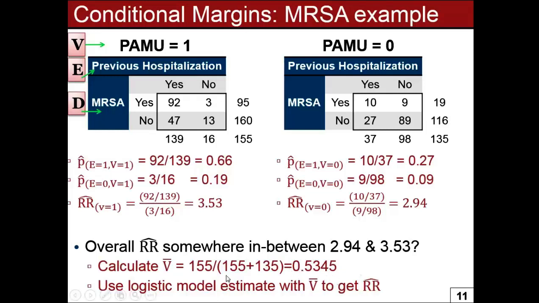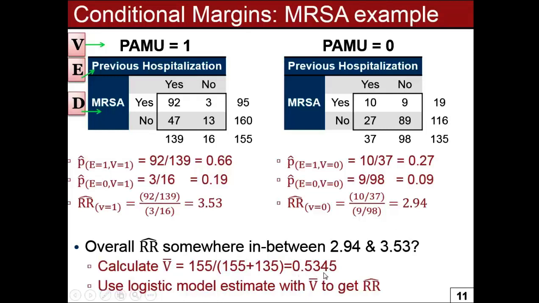Anyway, so what is V bar? Well, V bar in this data set, when the V is PAMU, is 155 over 155 plus 135, or 53%. Why is that? Because look at this total. There's 155 folks that have PAMU, and 135 folks that don't. So the prevalence of PAMU is 0.5345.